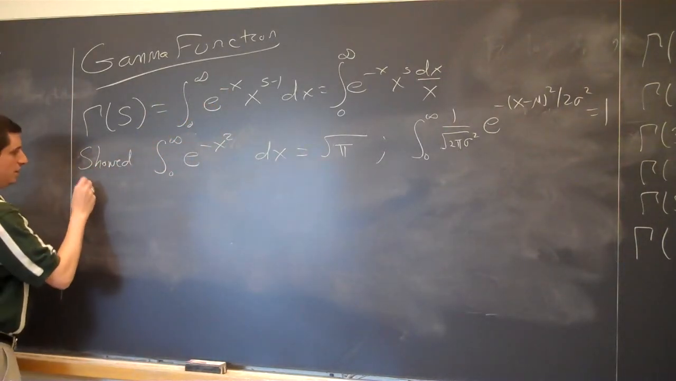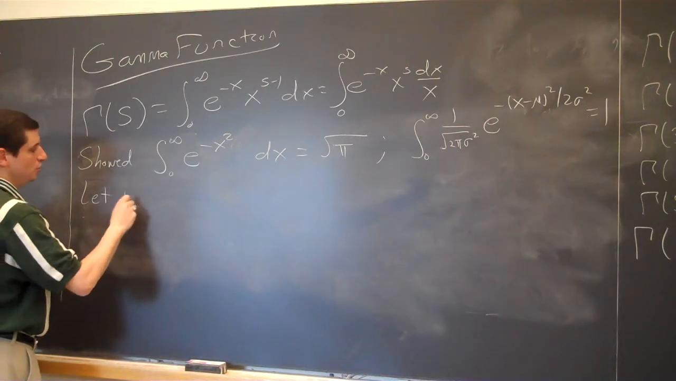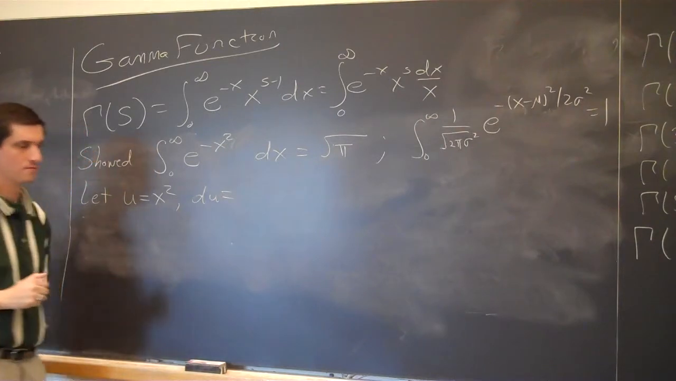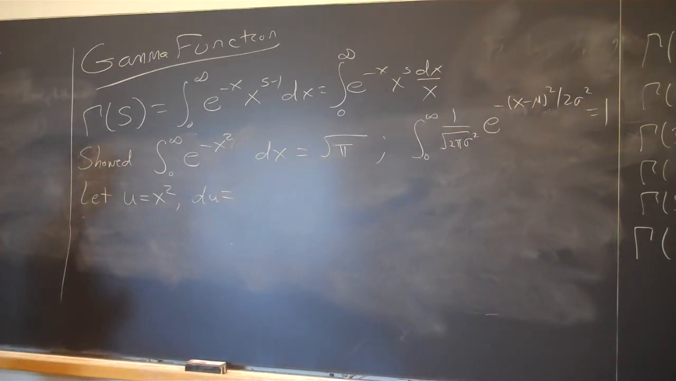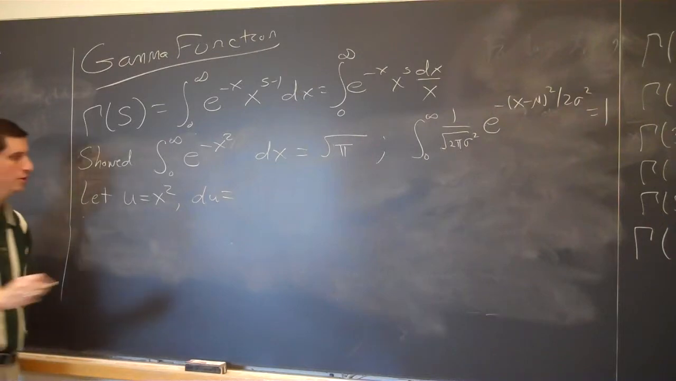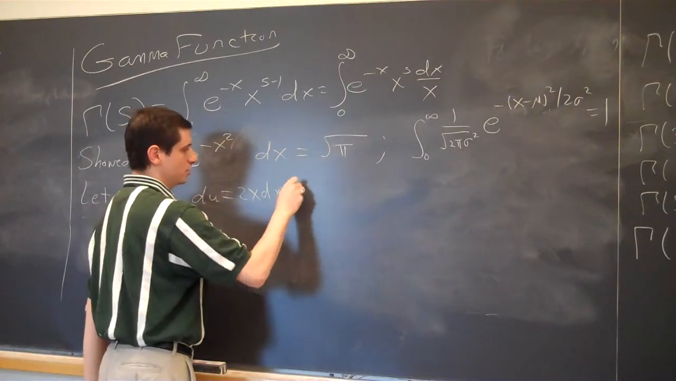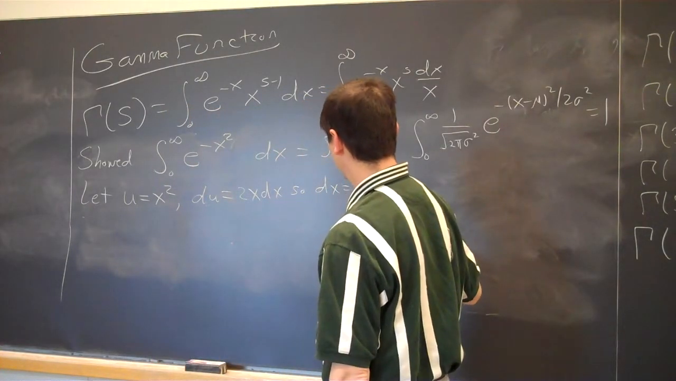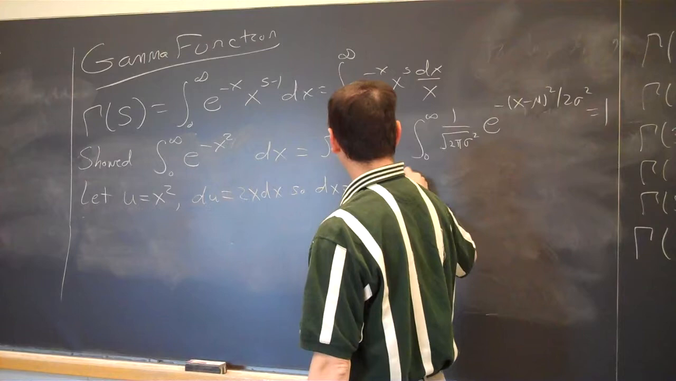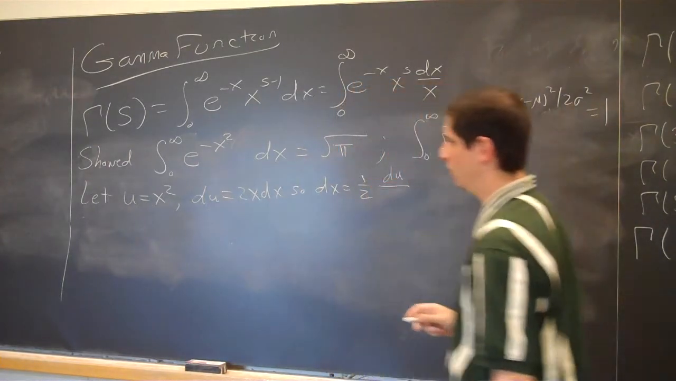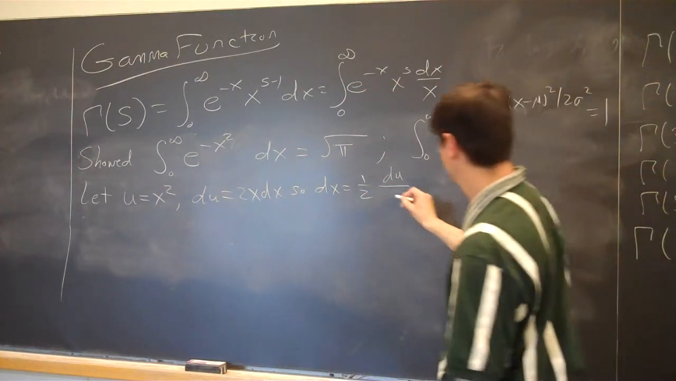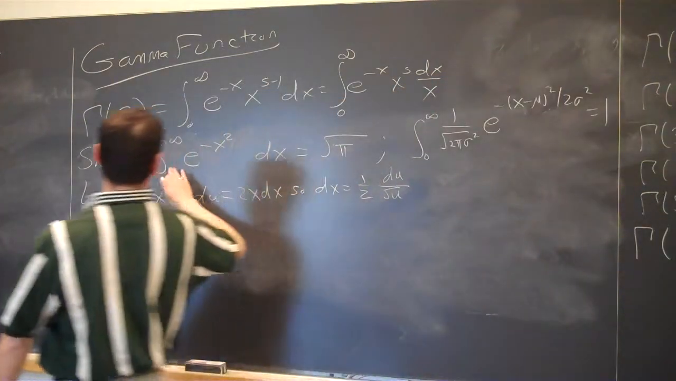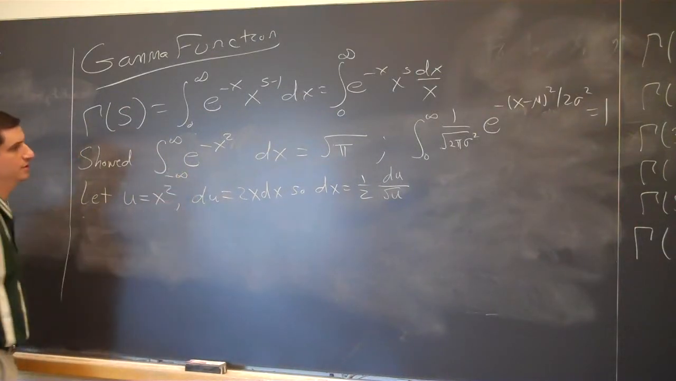So, let u equal x squared. So what is du going to be? If u is x squared, du is 2x dx. So dx equals 1/2 of du divided by x. Well, x is equal to square root of u. Oh, shoot. Sorry. This integral is supposed to be from minus infinity to infinity. Sorry.